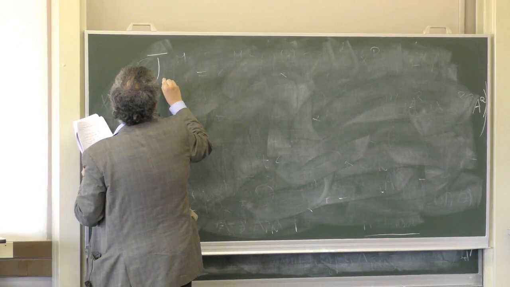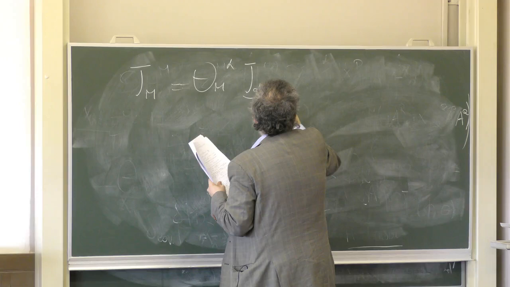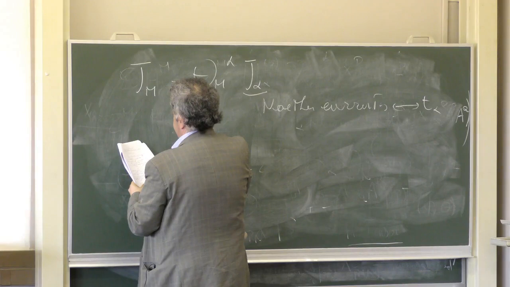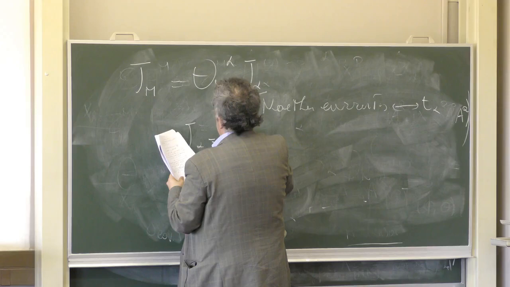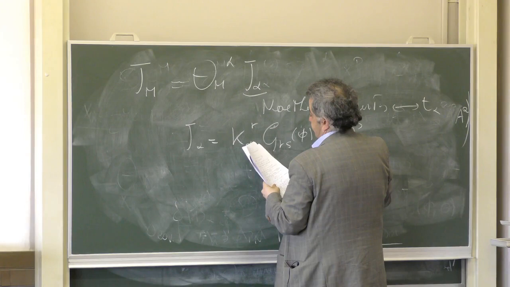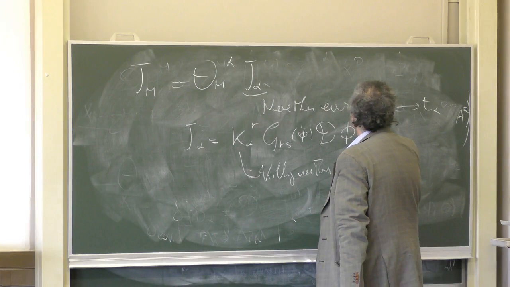Okay? So we can write this J^m, which are one forms, as theta^m_alpha J^alpha. J^alpha are the neutral currents associated with the gauge generators. They are written like this: J^alpha is equal to k^alpha_r g_rs D phi^s. This is the covariant derivative of the scalar field. These are the Killing vectors.